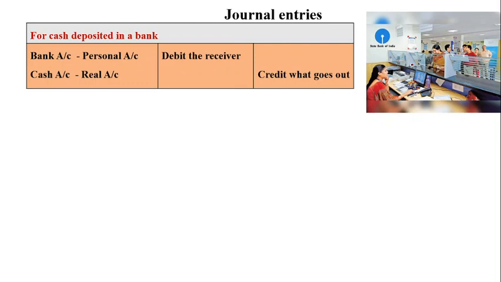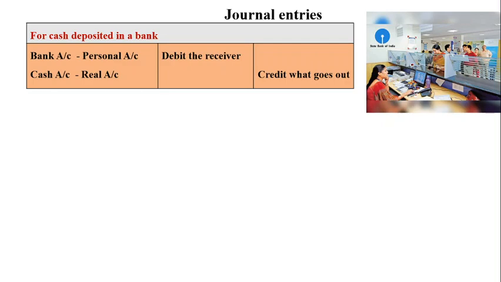Let us take an example. The transaction is cash is deposited in a bank. So first we have to identify the accounts involved in that transaction. Here, cash and bank. Then we have to see whether it is real account or personal account or nominal account. Bank account is a personal account and cash account is a real account.